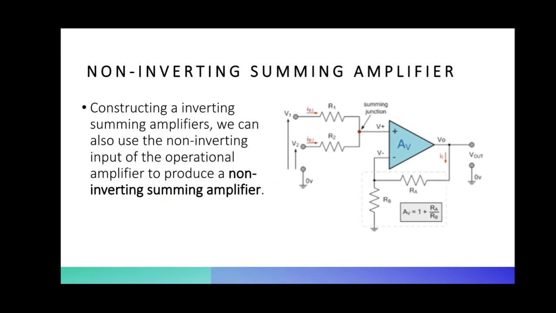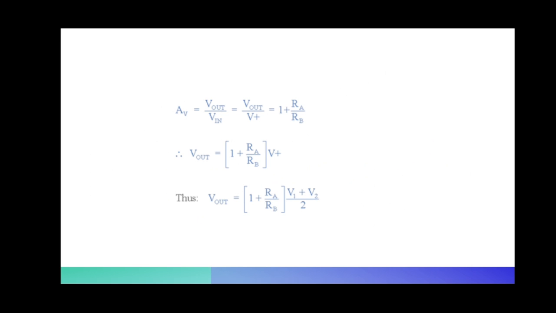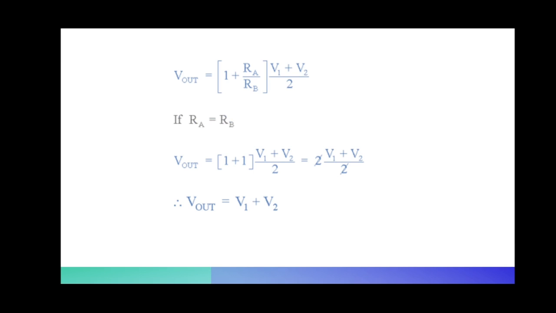Non-inverting summing amplifier. By constructing an inverting summing amplifier, we can also use the non-inverting input of the operational amplifier to produce a non-inverting summing amplifier. Av is equal to Vout by Vin, that is equal to Vout by V plus, and that is equal to 1 plus RA by RB. And thus Vout is equal to 1 plus RA by RB multiplied by V1 plus V2, the whole divided by 2. If RA and RB are equal, the Vout will be V1 plus V2.